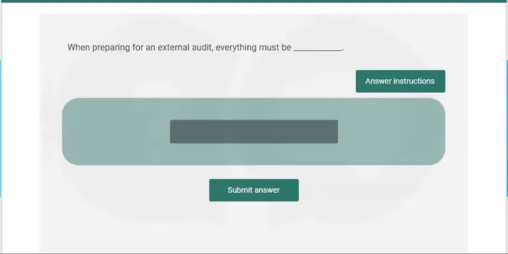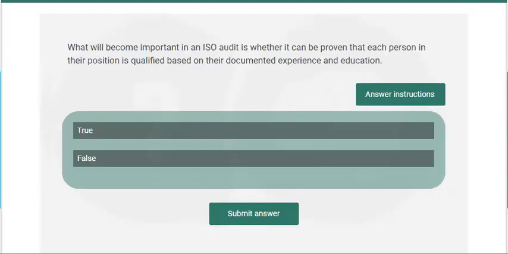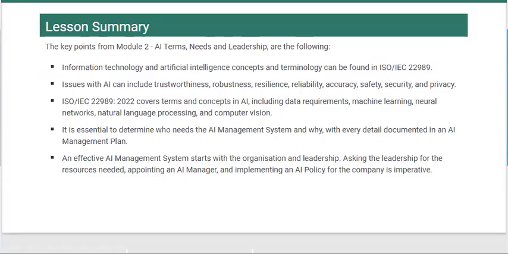Lesson summary. The key points from Module 2, AI Terms, Needs and Leadership, are the following. Information technology and artificial intelligence concepts and terminology can be found in ISO/IEC 22989. Issues with AI can include trustworthiness, robustness, resilience, reliability, accuracy, safety, security, and privacy.